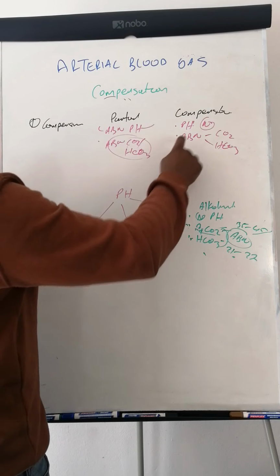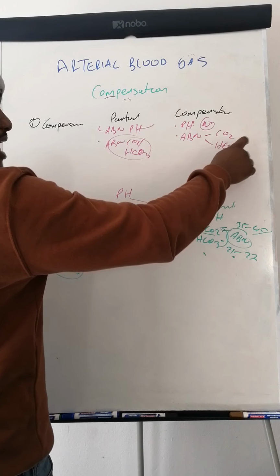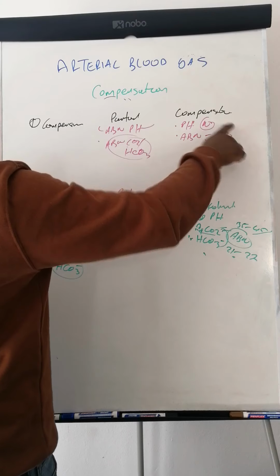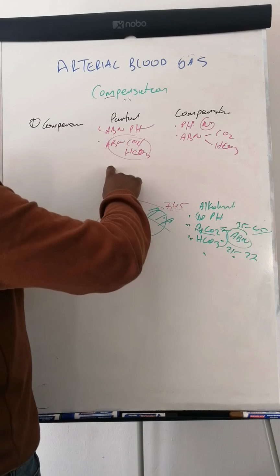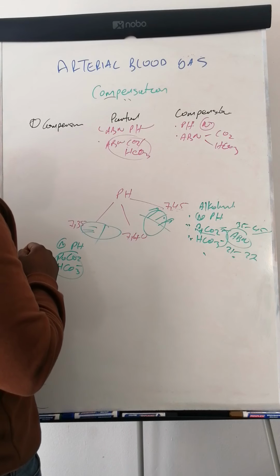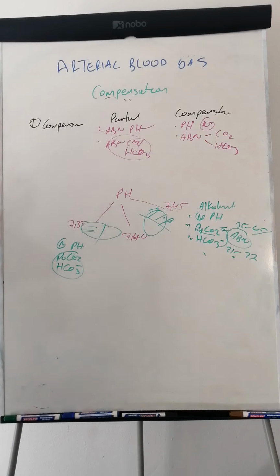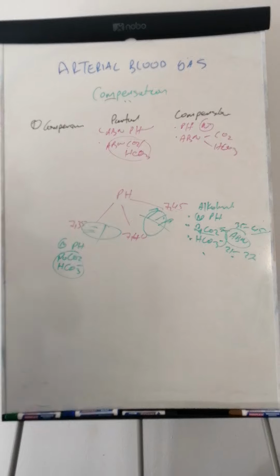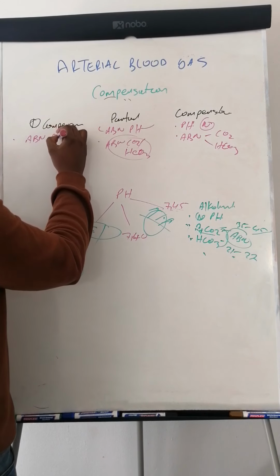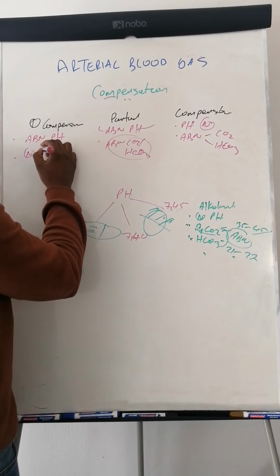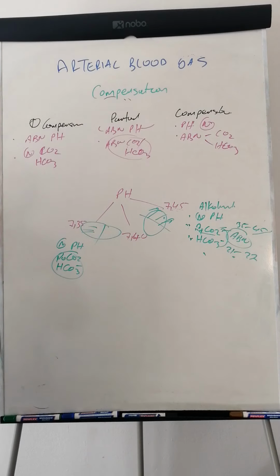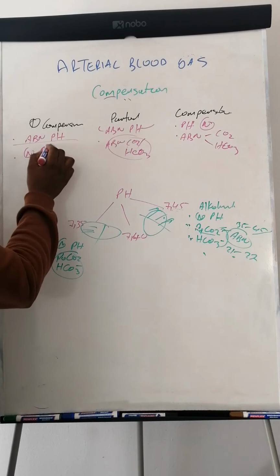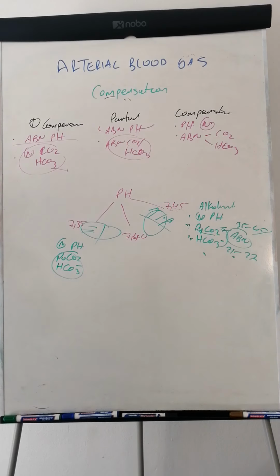The difference between this and this is that in the full compensation, as much as they are abnormal, they've managed to push the pH to normal, even though it's still towards the extreme ends. But here, they are still trying to correct the problem, just that they have not brought the pH to normal. That's partial compensation. Let's talk about uncompensated, or no compensation. Here, you've got an abnormal pH, and these are normal: normal CO2 and normal bicarbonate. Basically, this means you have an abnormal pH, but these two have not done anything about it. So that's how you figure out what's happening.